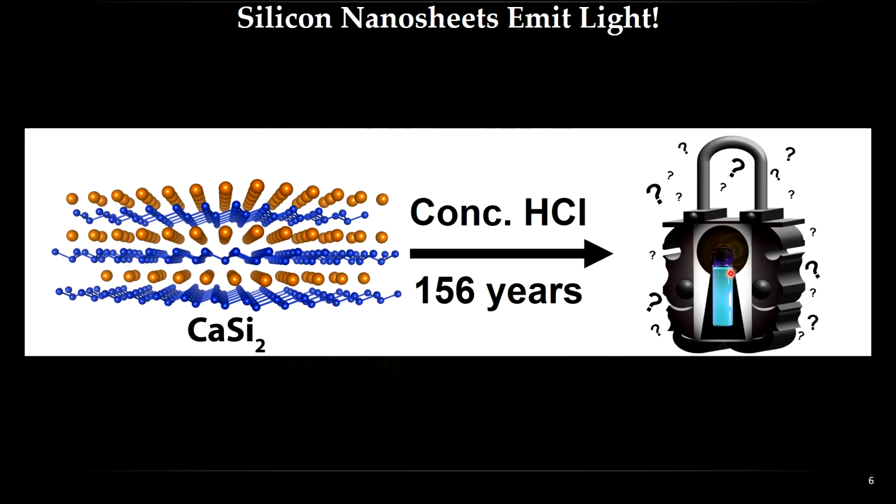And interestingly, if we combine calcium disilicide and hydrochloric acid, the product of this reaction, despite over 156 years, is largely ill-defined. But perhaps the most profound property of this product is that it's comprised of silicon and it can emit light in the form of photoluminescence.